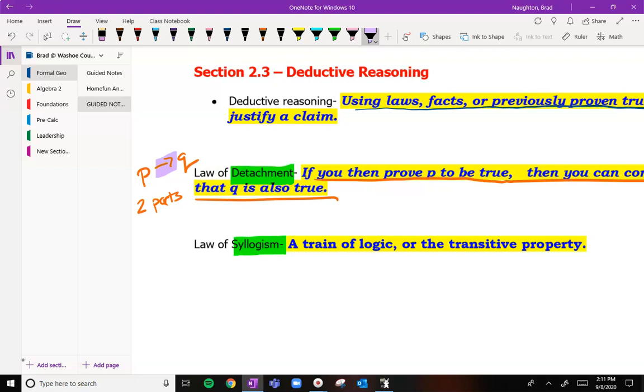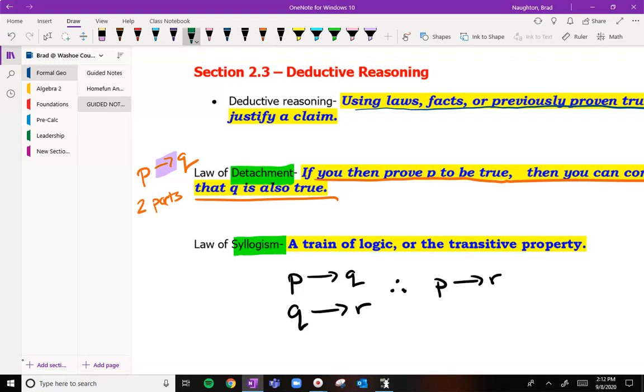So then we're going to go with syllogism. Syllogism is a train of logic. Sometimes we call that the transitive property. Okay, so if we have some P happens, that gives us Q. Q happens, that gives us some different R. So then we could say P implies R, okay? Sometimes you might see this triple dots, which just means therefore.